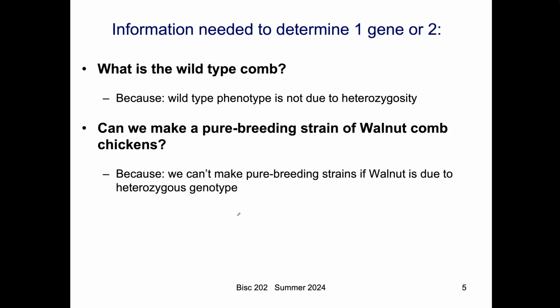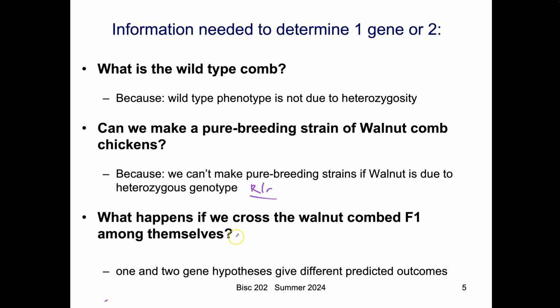Can we make a pure breeding strain of walnut comb chickens, right? Because as we saw with the lethal alleles with the yellow mice, for example, you can't make a pure breeding strain because you have to be heterozygous in order to have that yellow coat color. So if the walnut is due to being heterozygous, big R, little r, for example, then you can't make a pure breeding strain of it. So that's another question. And then finally, what happens if we cross them to each other?